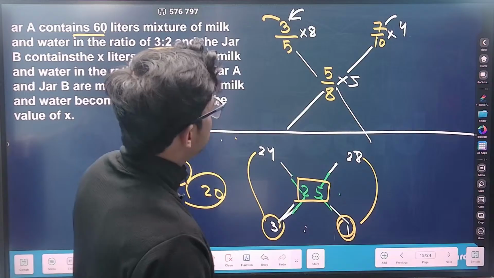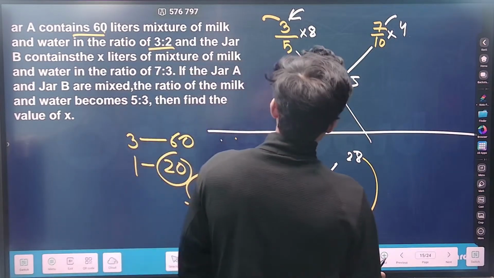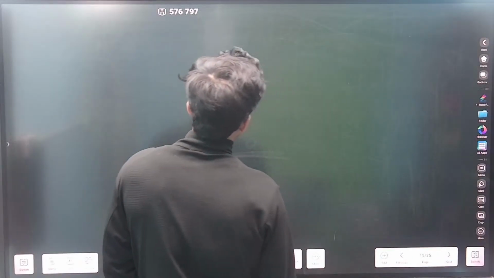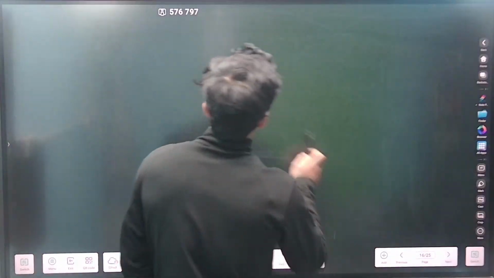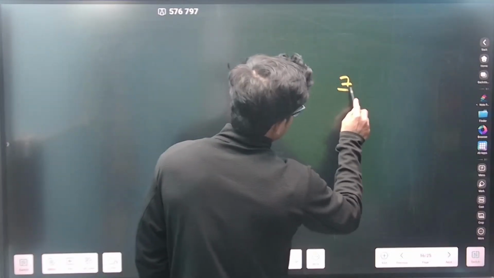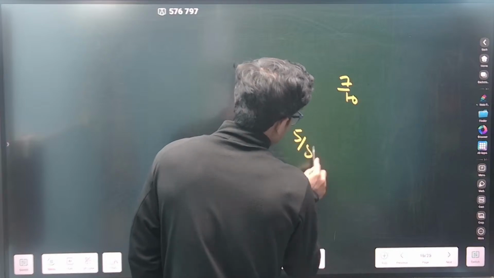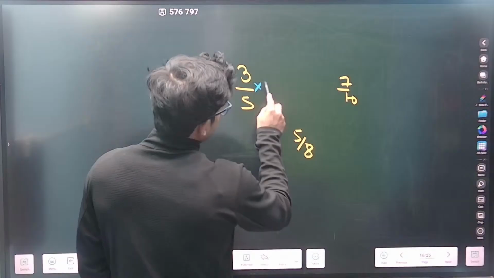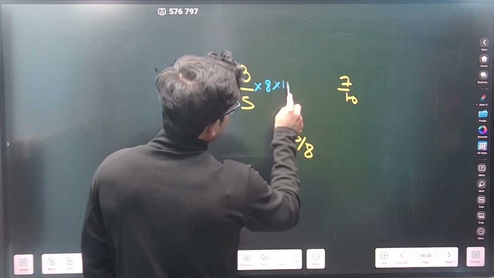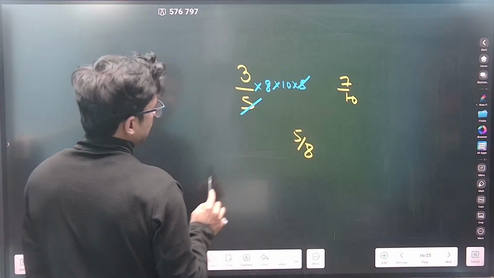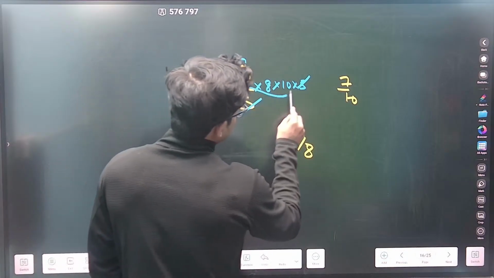See, there are two ways of multiplying it. See, Siddharth, if you get 3 by 5, here you get 7 by 10 and 5 by 8. What you need to do, just think, multiply this by 8, multiply this by 10, multiply this by 5, correct? 5 gets cancelled out. See, okay? Now this whole you can multiply.